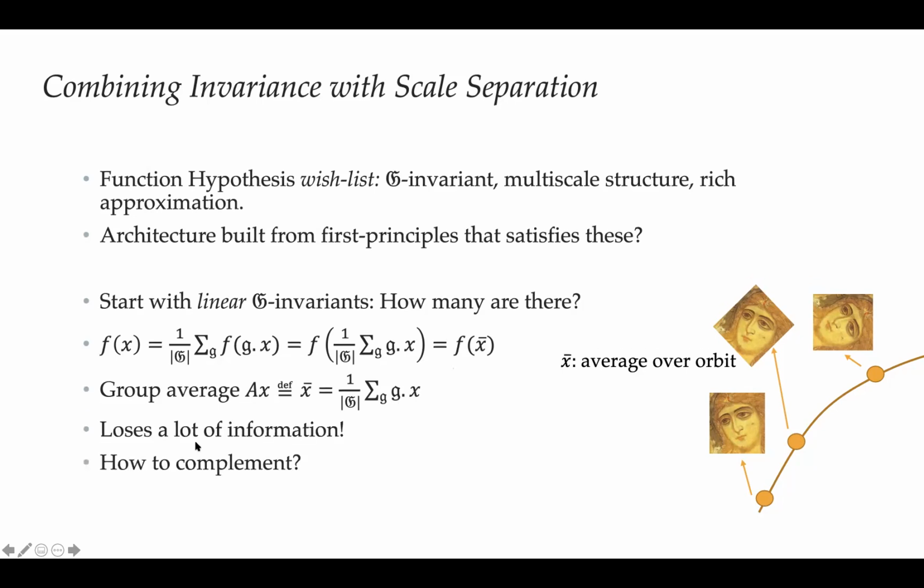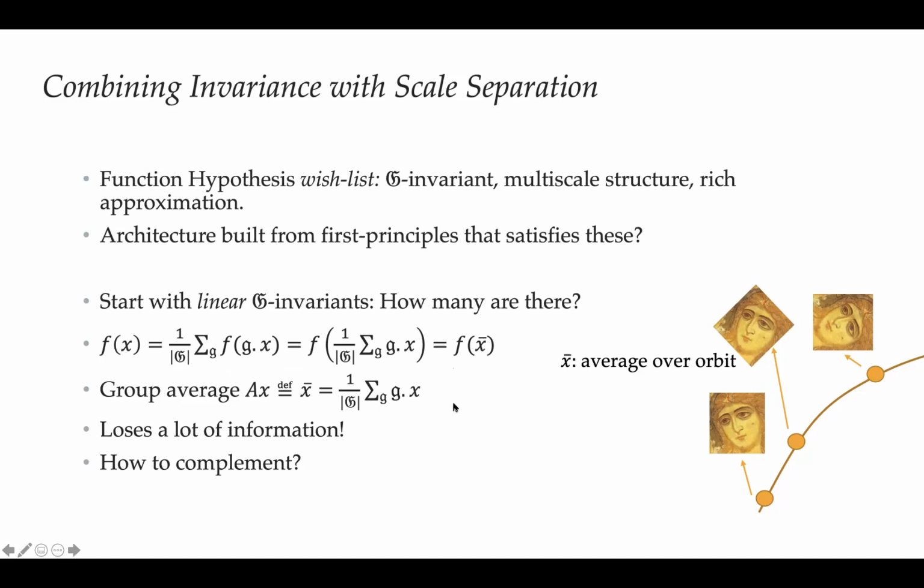This, of course, is an operator that loses a lot of information. If you only look at the average over the group, think about an image: you have 1,000,000 pixels, and if you do the group average, you only have 3 numbers, the average R, the average G, and the average B. So we certainly need more than just the group average to be able to do classification.